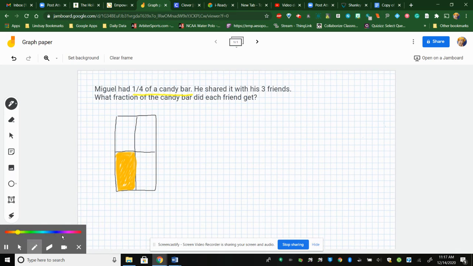So let me write this problem out. So I have 1/4 of a candy bar. Okay, and I'm going to divide it among my three friends. I'm going to give an equal amount to my three friends. So here is the problem. All right, so 1/4 is our dividend, and my three friends is my divisor. So what does that mean?